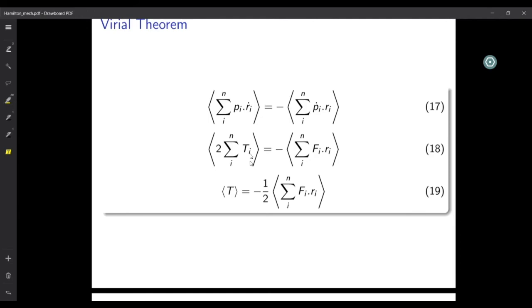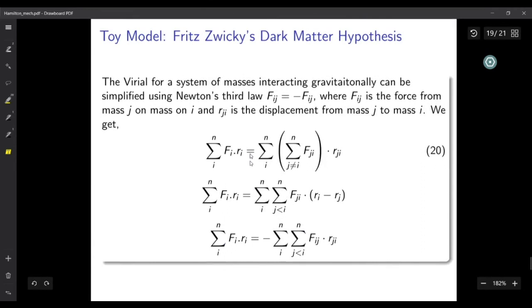So that is why we're going to take a look at a toy model, or a small application, of the virial theorem in the dark matter hypothesis. Fritz Zwicky, you can look him up, was the first person who suggested that there is something called dark matter. So how did he do that? That is the question.